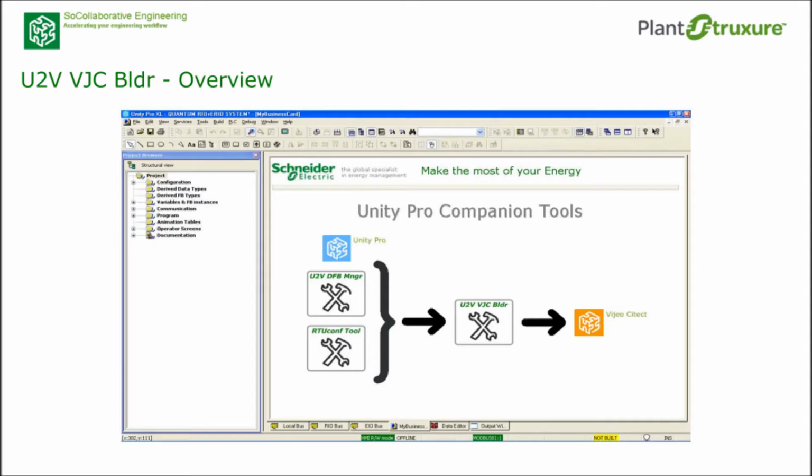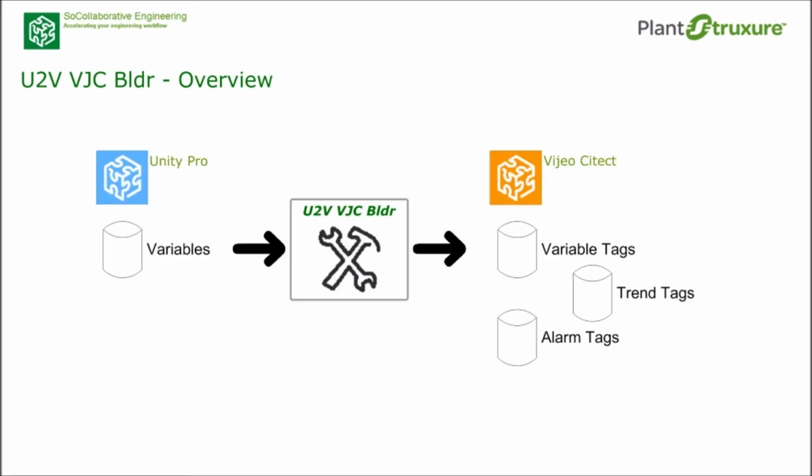Welcome. This is an overview of the U2V VJC Bldr, a Unity Pro companion tool. The primary feature of the Bldr is the generation of variable, alarm, and trend tags into a Vijeo Citect project from exported Unity Pro project variable content.